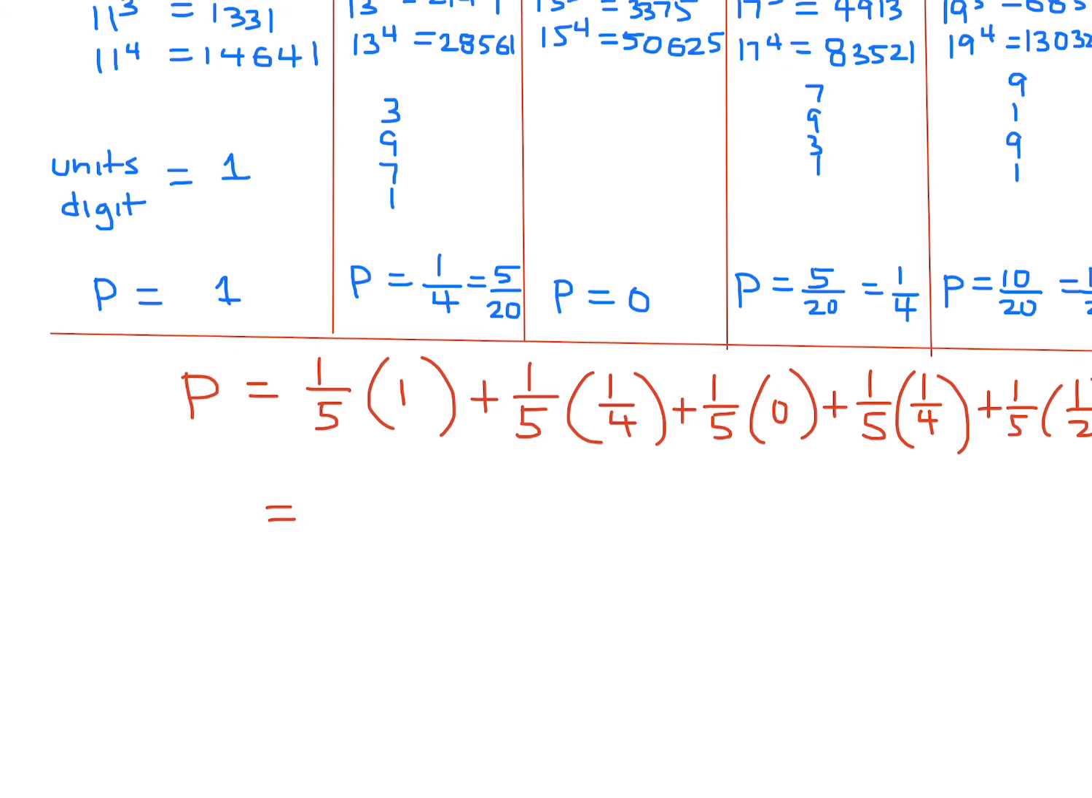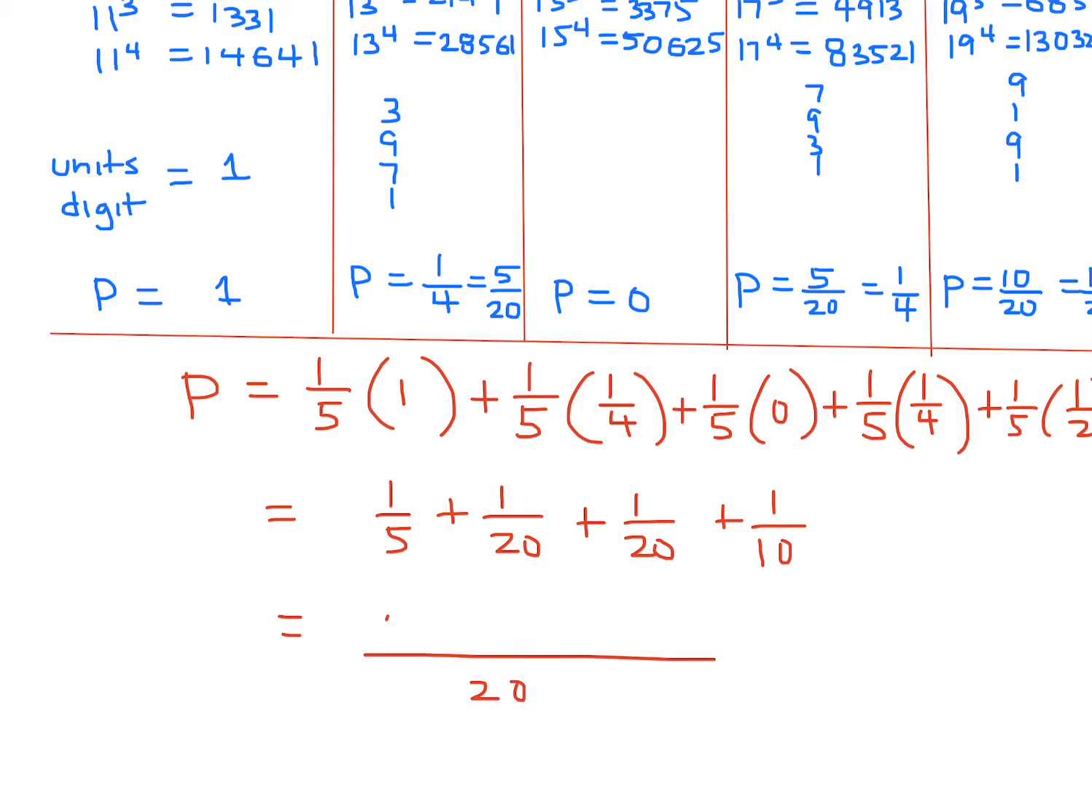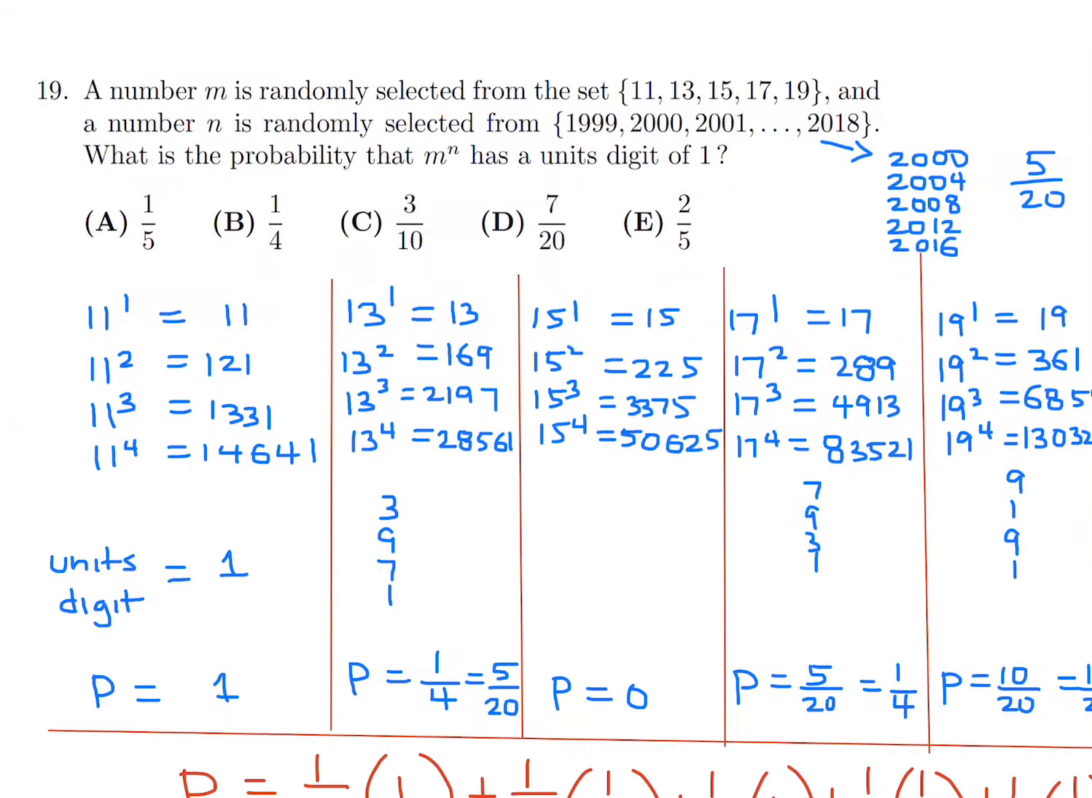When you do this math, you get 1 over 5 times 1 plus 1/4 plus 0 plus 1/4 plus 1/2, which is 1 over 5 times 2. Or, with a common denominator of 20, that is going to be 8 over 20, and in lowest terms 2 over 5. And there we go, 2 over 5. Number 19, the answer is E.